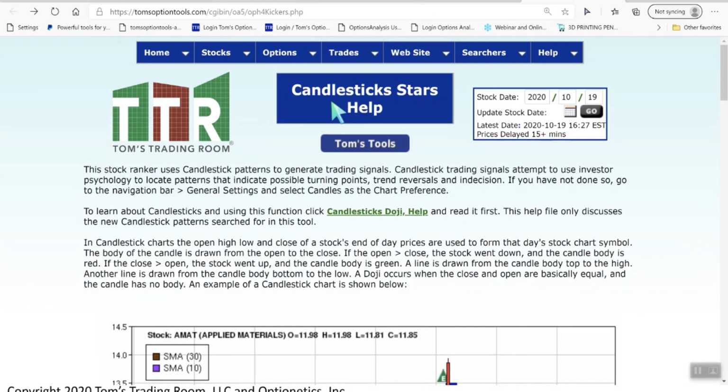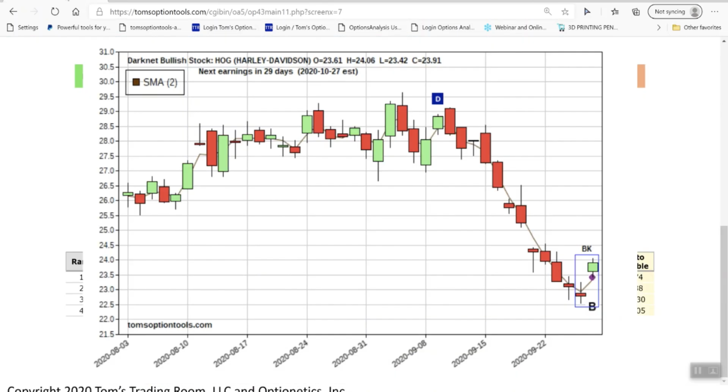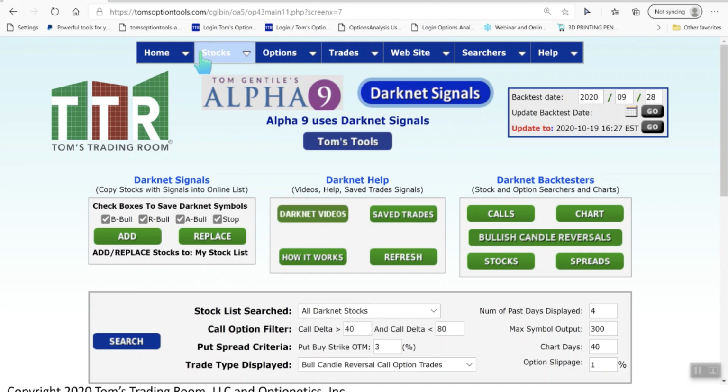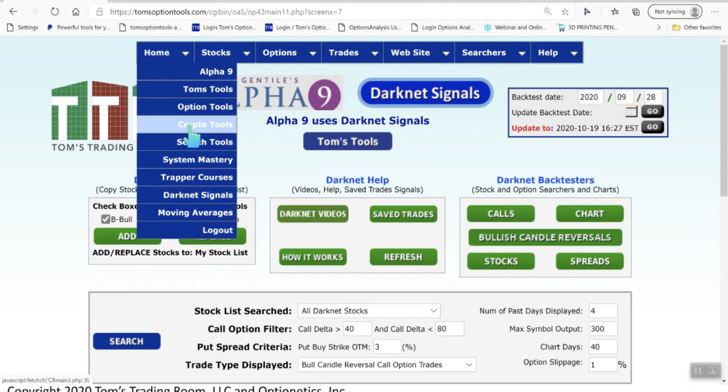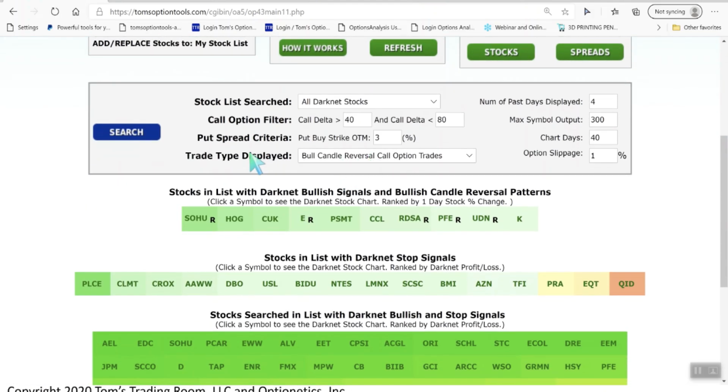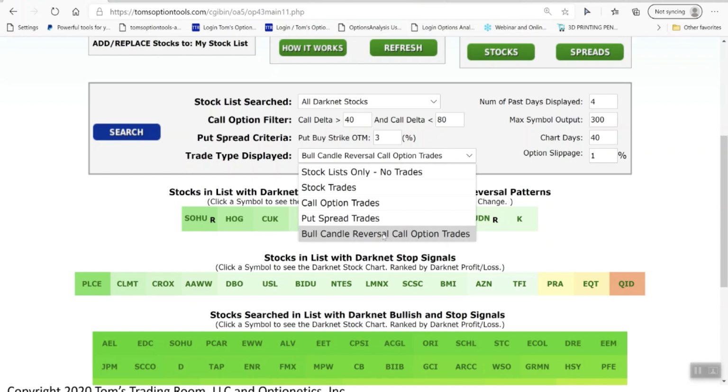All right. So again, back to the tools, folks. You go back and let's go ahead and click on that chart and get rid of it. Whatever day you're on, current day, you're going to go to Home and Darknet Signals. You're going to come to this page. You're going to left click on the trade type displayed to bull candle reversal call option trades. Make sure it's a look back of 4 days.